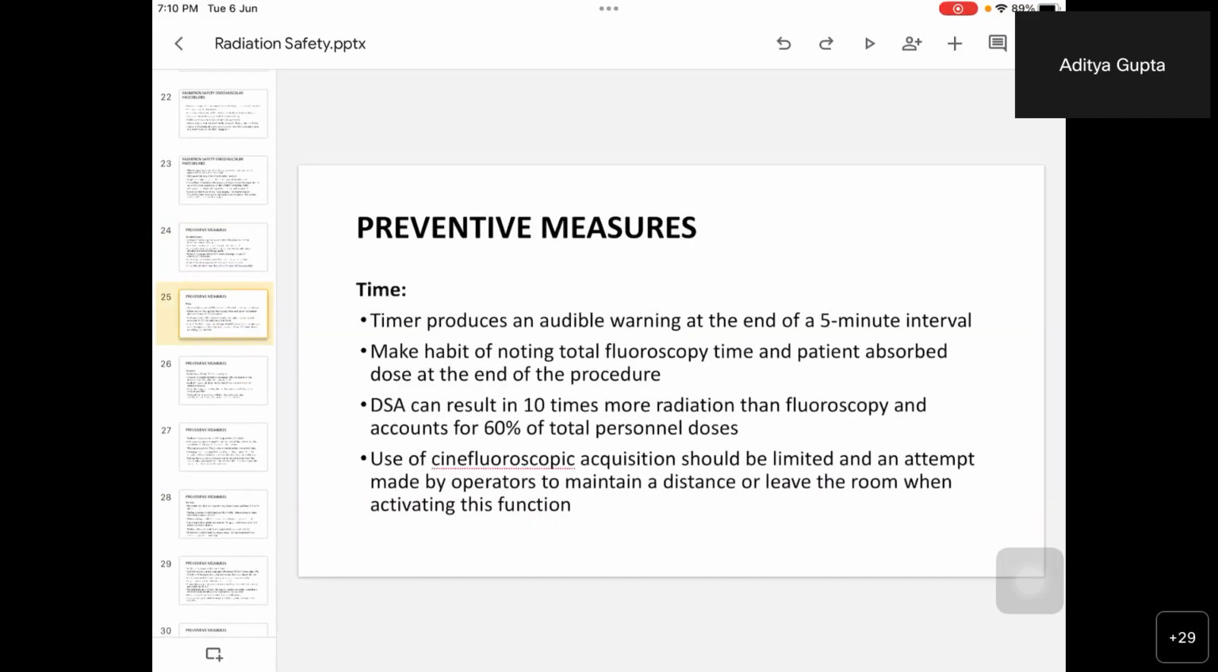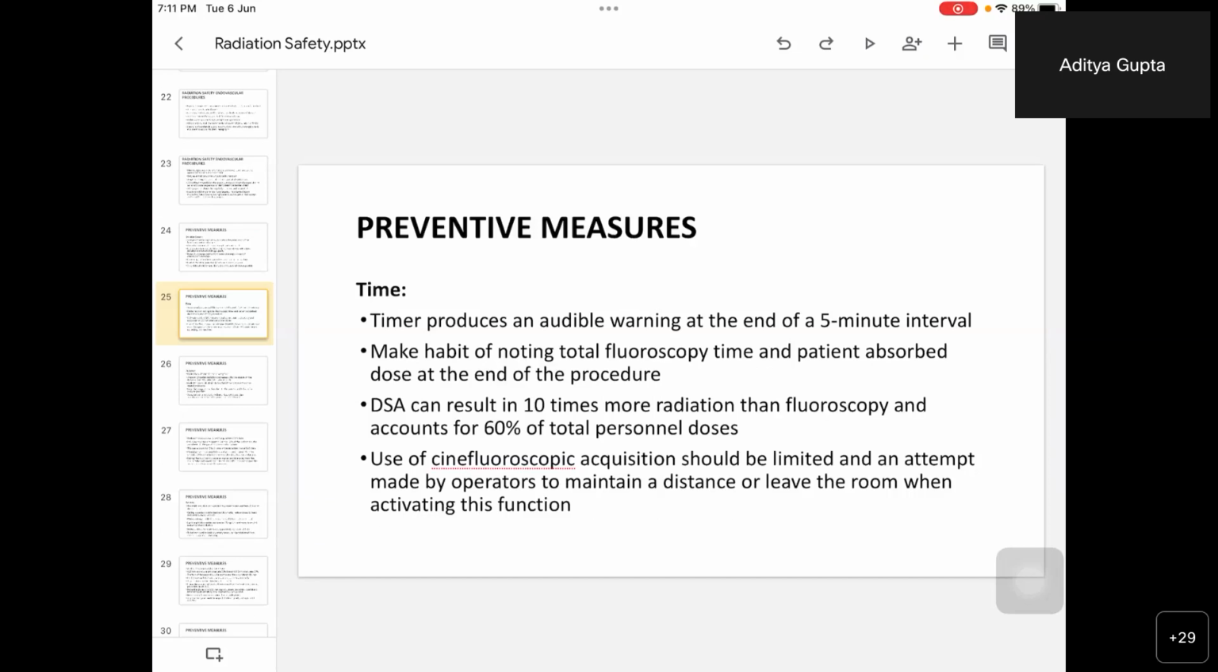Now the other thing is time. So we should put a timer which produces an audible warning at the end of every 5-minute interval, so that the operator knows when the 5-minute fluoroscopy time is over. We should make a habit of noting total fluoroscopy time and the patient absorbed dose at the end of the procedure.